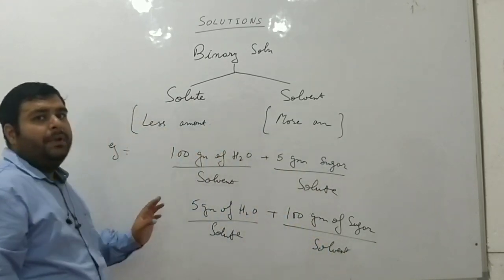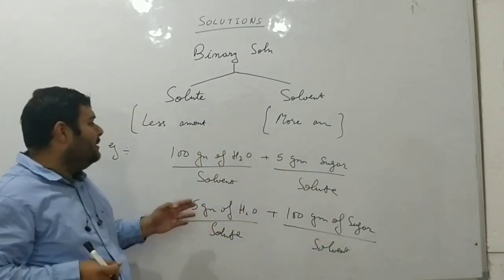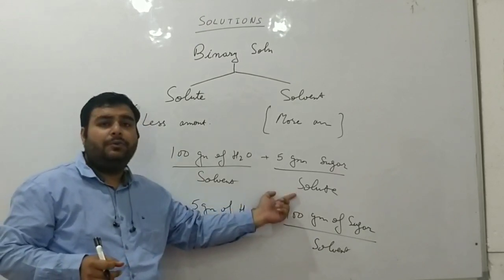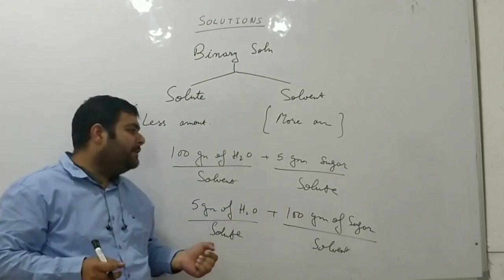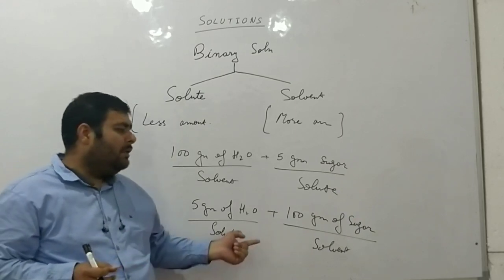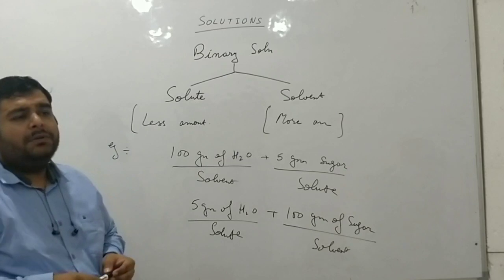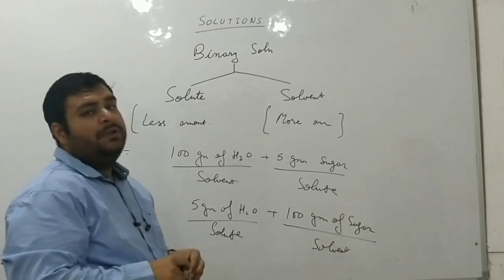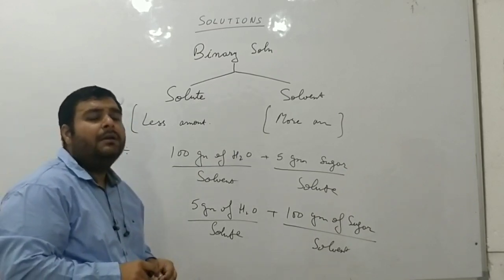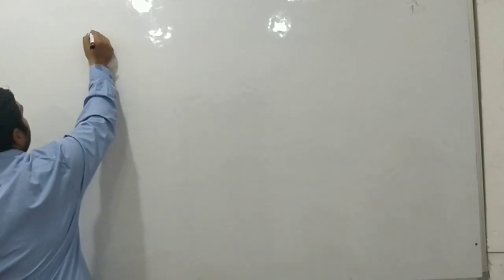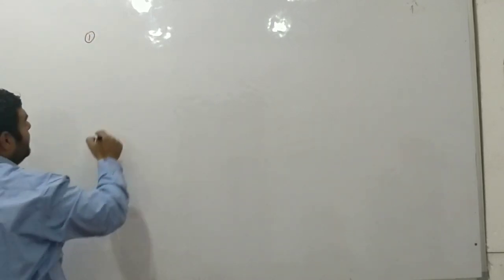So from here we will consider that the component which is present in a lesser amount is always considered to be a solute, and the component which is present in a greater amount is always to be considered as a solvent. Now we are going to discuss the various terms with the help of which we can calculate the concentrations of our solution.